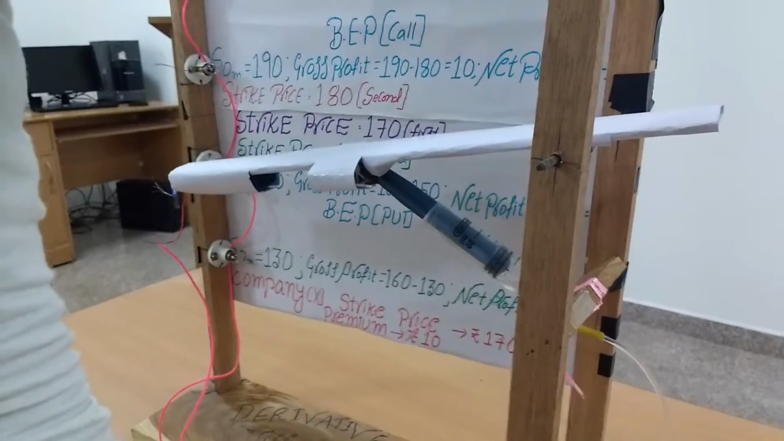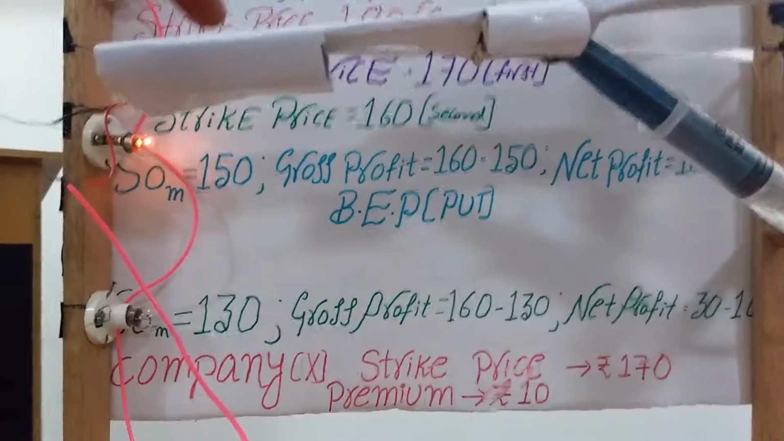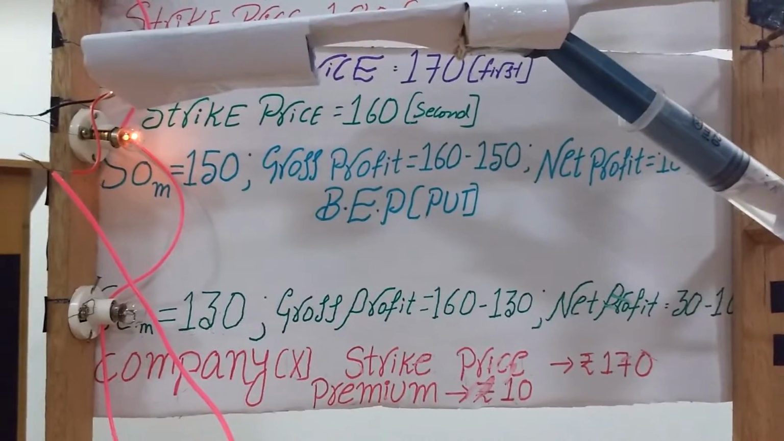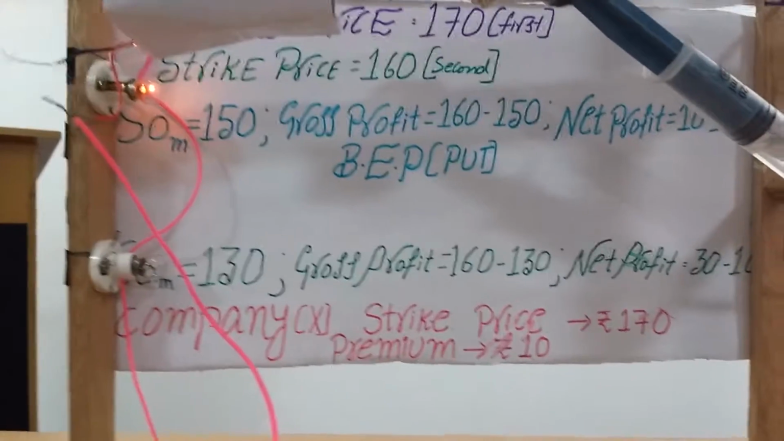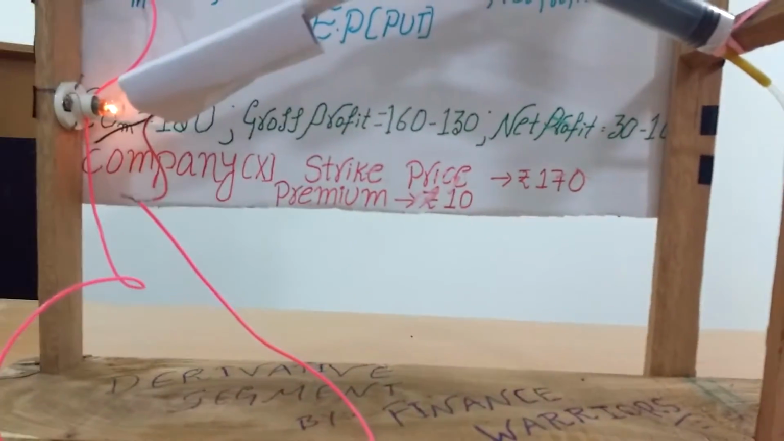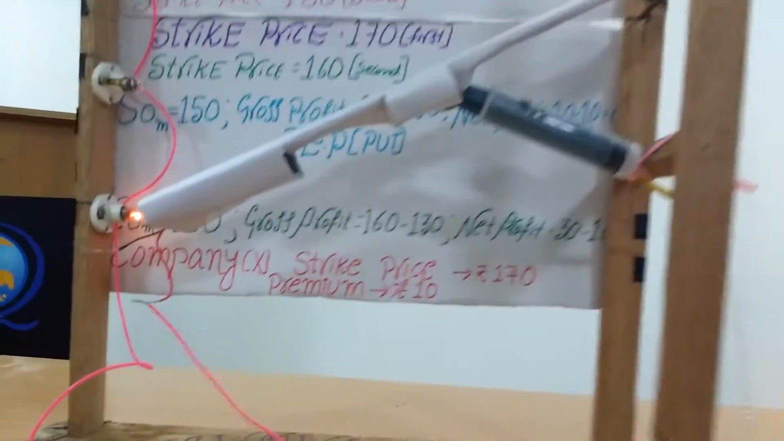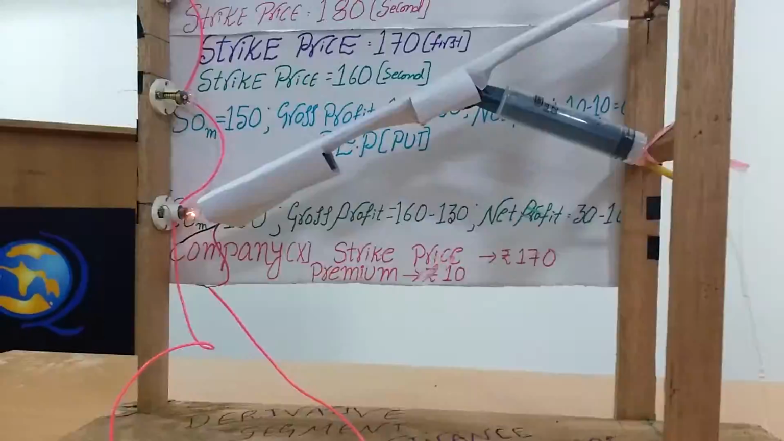When the market goes down, when it reaches 150 rupees, the gross profit will be 10 rupees and the net profit will be 0 rupees. And then when the market goes further down, when it reaches 130 rupees, the gross profit will be 30 rupees and the net profit will be 20 rupees. Here, the break-even points are at 190 and 160 rupees.